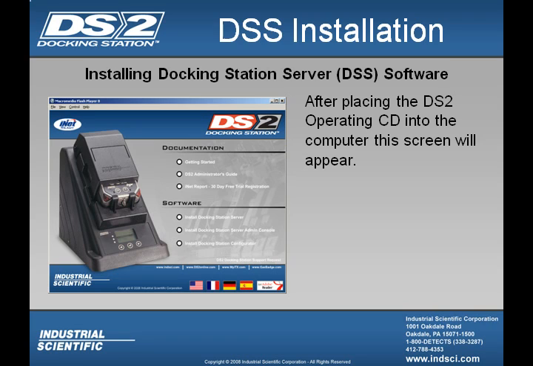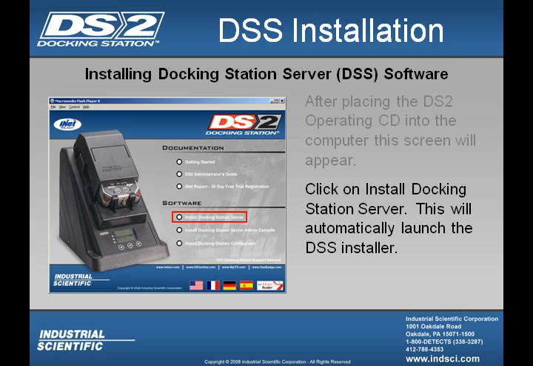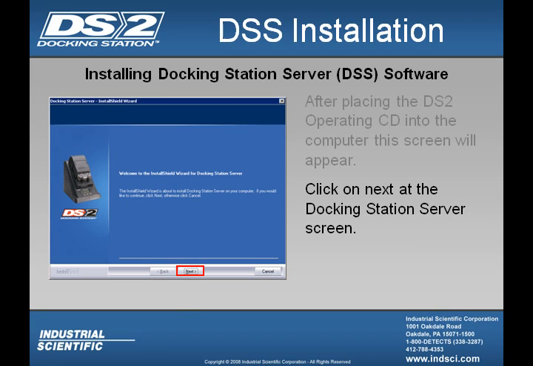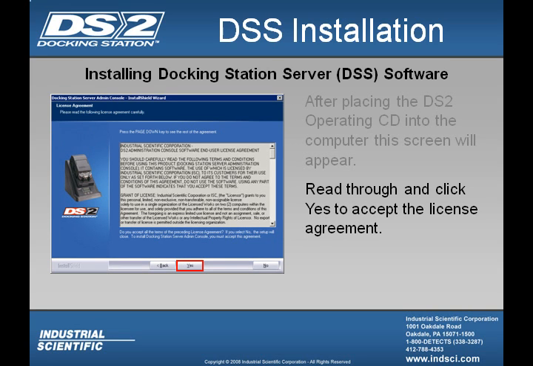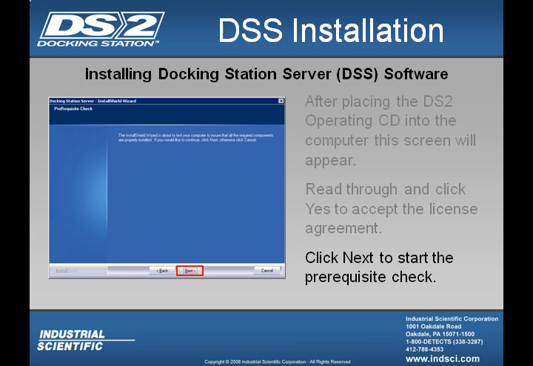After placing the DS2 operating CD into the computer, this screen will appear. Click on Install Docking Station Server. This will automatically launch the DSS installer. Click on Next at the Docking Station Server screen. Now read through and click Yes to accept the license agreement. Then click Next to start the prerequisite check.